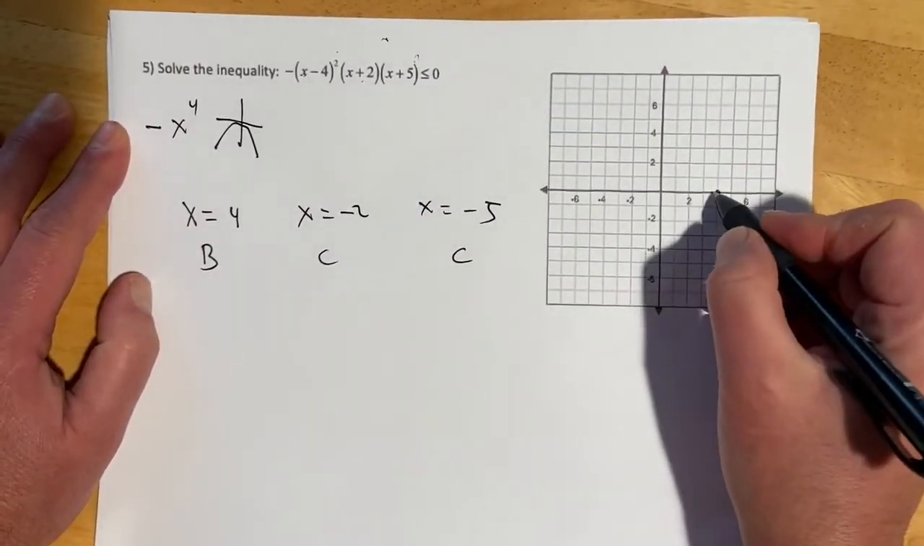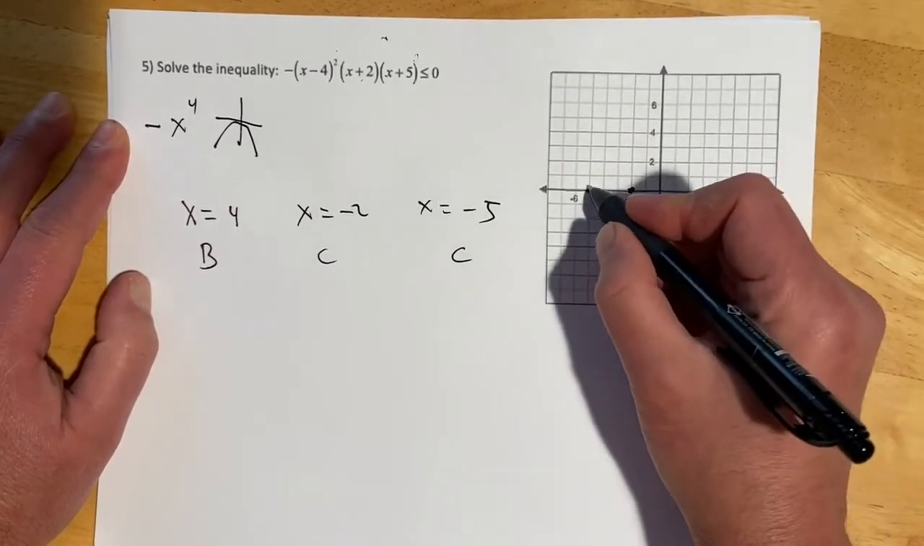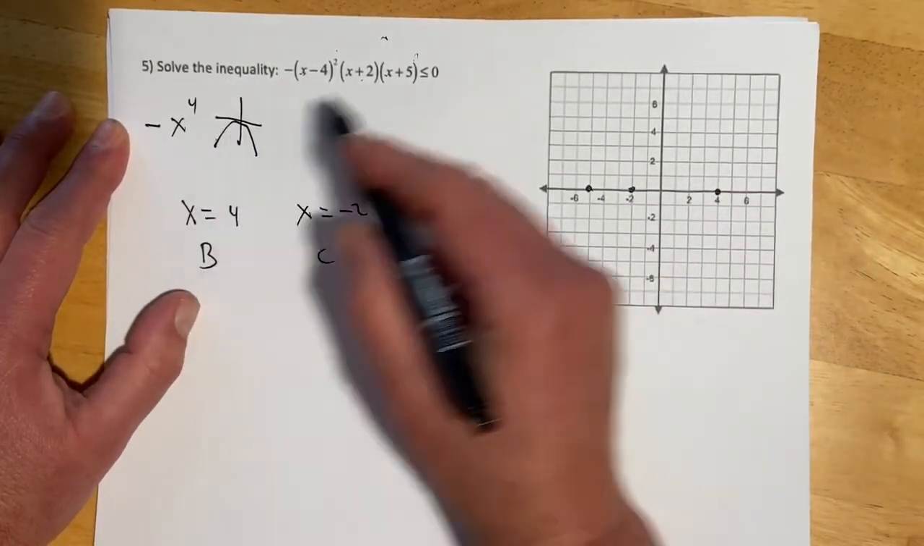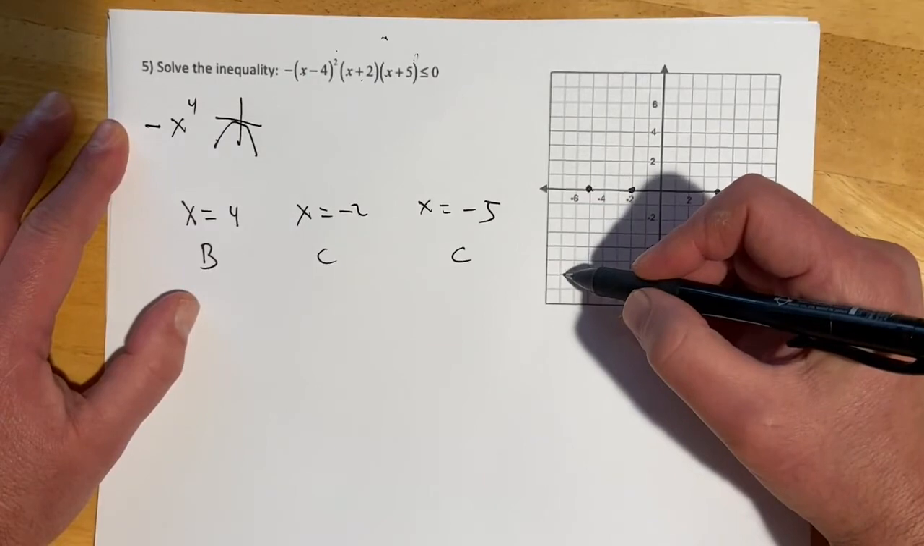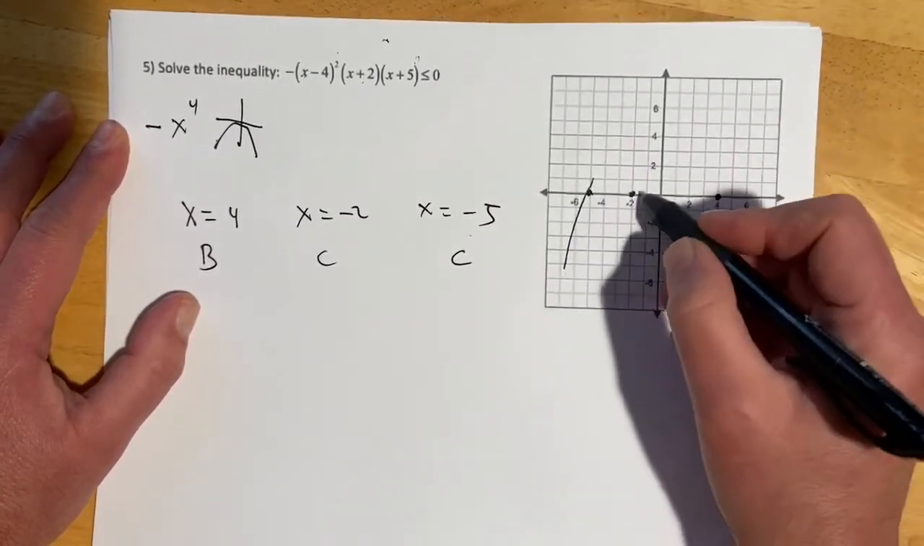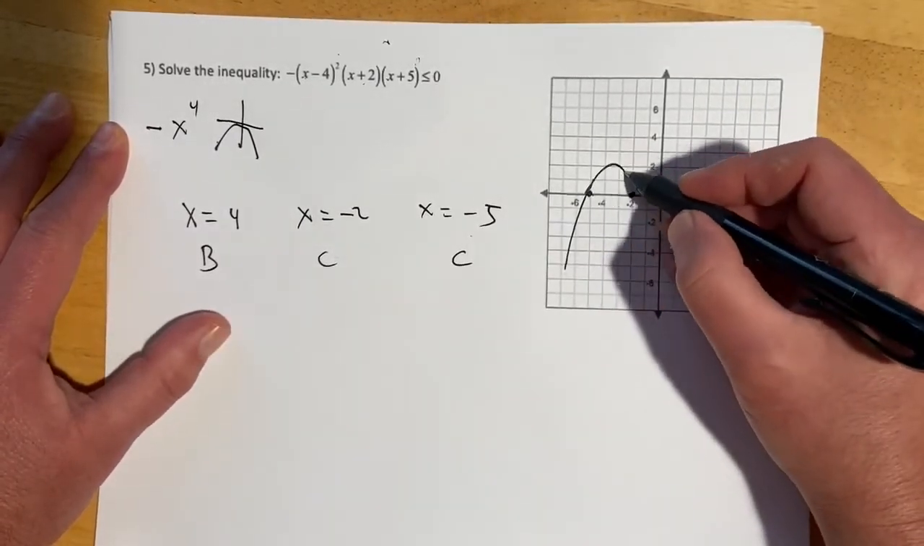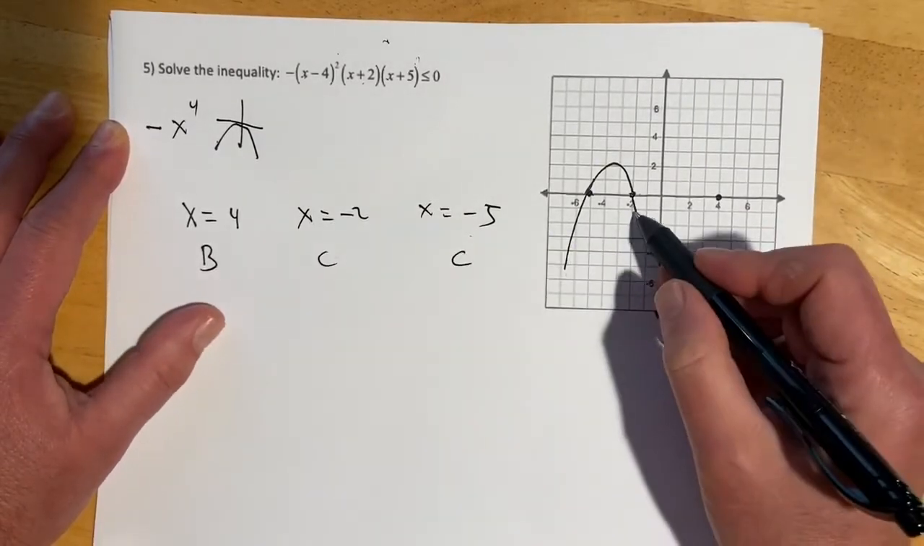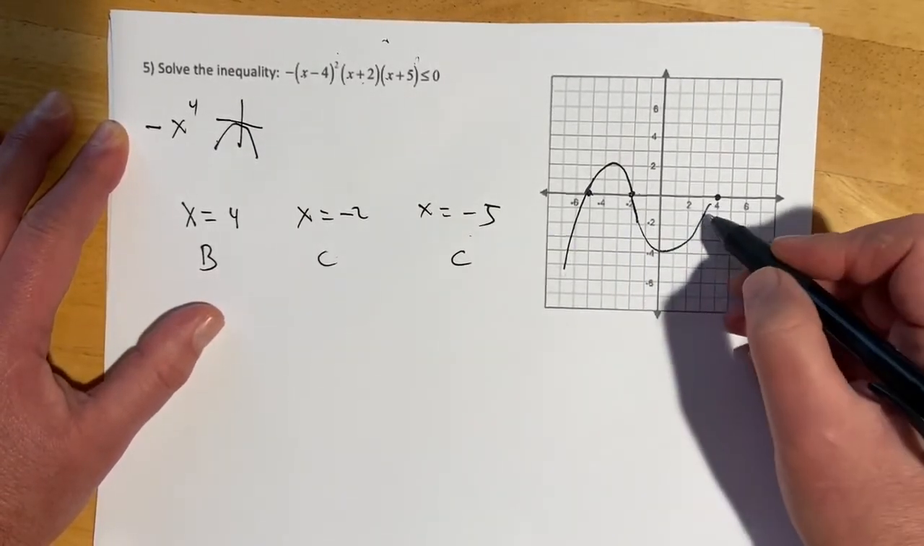Coming over here, we got 4, negative 2, negative 5. And starting from the bottom, so we're going to come in, we are going to cross on negative 5. On negative 2, I'm going to cross again. And then off of the 4, I'm going to bounce.